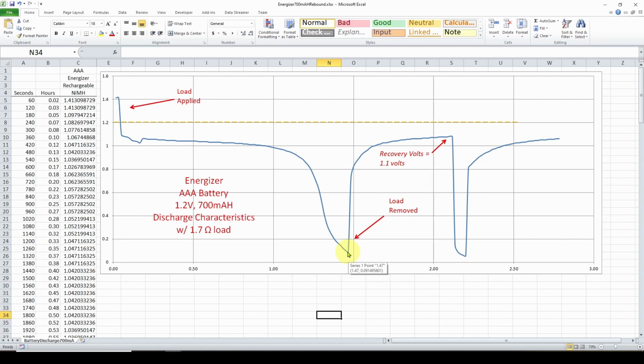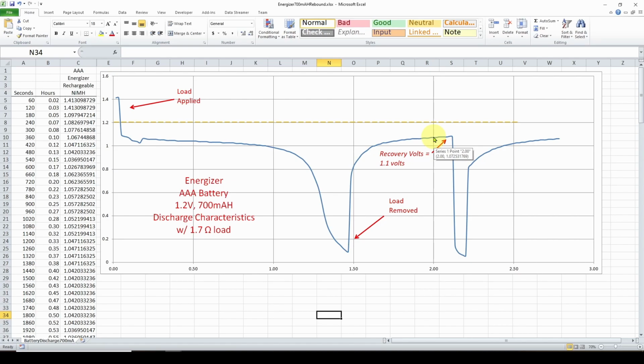And then what I did is I flipped a switch and disconnected the load across the battery. And you can see immediately the voltage recovers. Here's after 30 minutes, the voltage has recovered up to about 1.1 volts. And it's a 1.2 volt battery. So you can see that, if you measure a battery that's 1.2 volts and it says 1.1, it could be dead or it could be good.